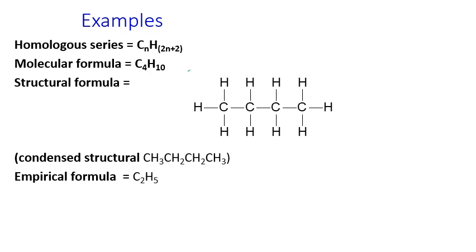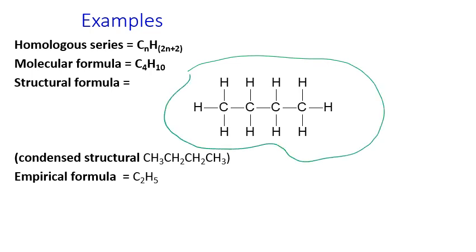And the structural formula here is how it is arranged in 2 dimensions, where of course the sticks represent bonds between atoms. And we have the condensed structural, CH3CH2CH2CH3, so we just kind of remove the sticks. And the empirical formula, the simplest ratio, which is going to be dividing each side by 2, so C2H5.